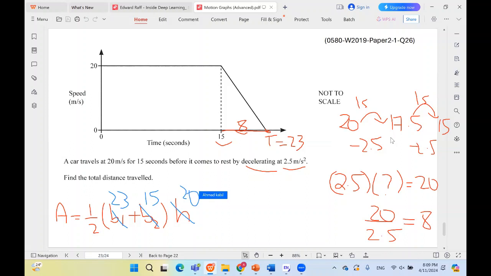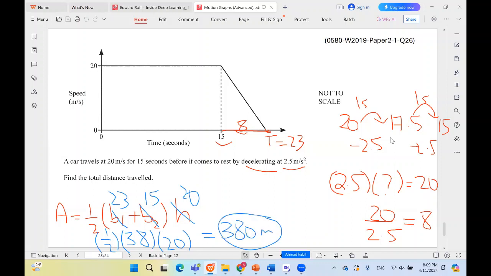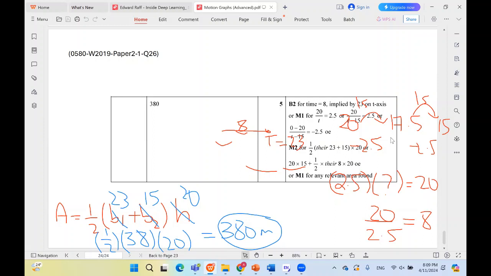23 plus 15 gives us 38. So half times 38 times 20. This gives us 380 meters as a final answer. So 380 here is correct.